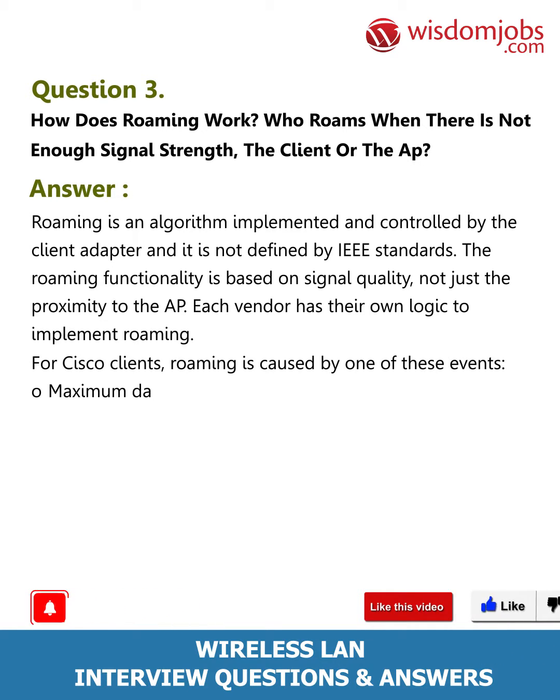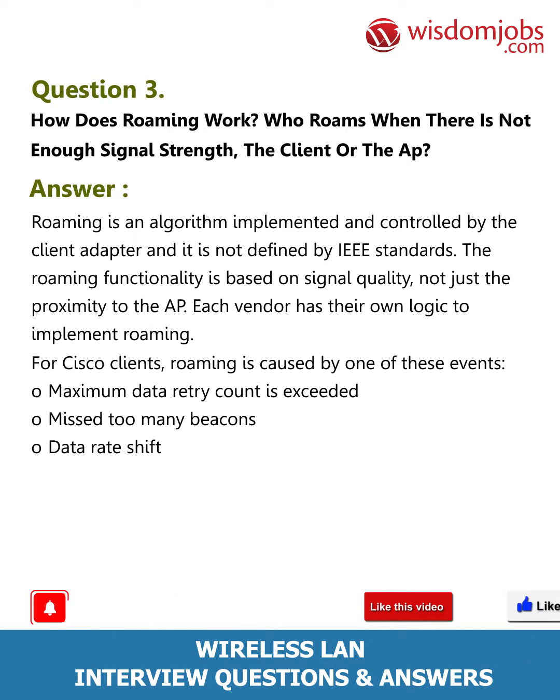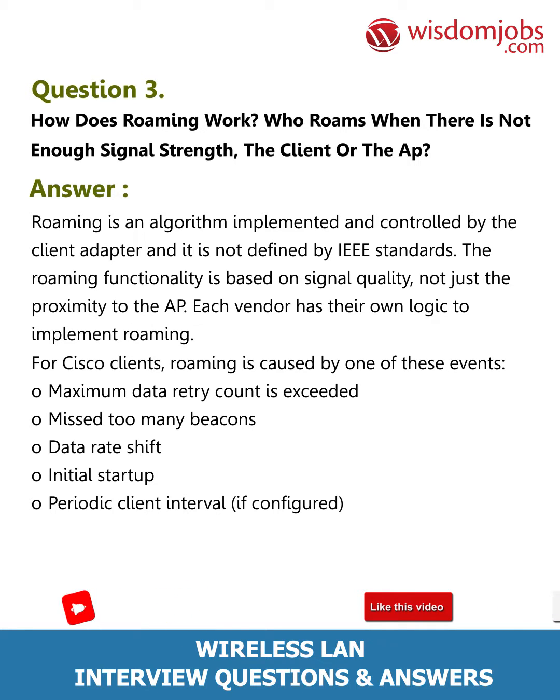For Cisco clients, roaming is caused by one of these events. Maximum data rate try count is exceeded. Missed too many beacons. Data rate shift. Initial startup. Periodic client interval if configured.